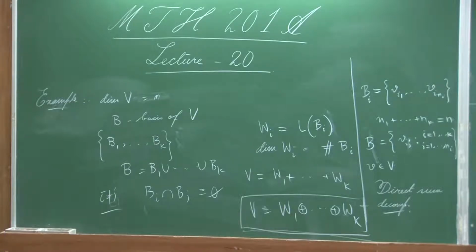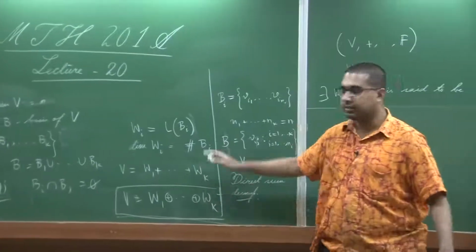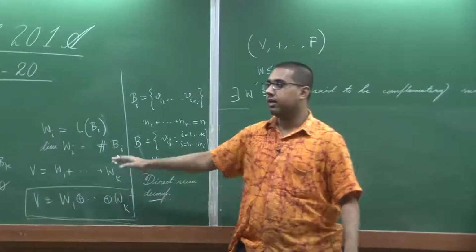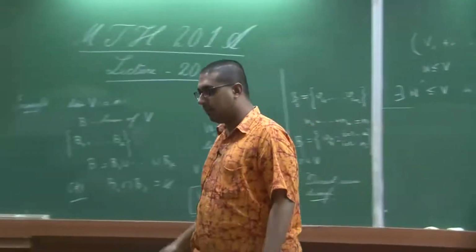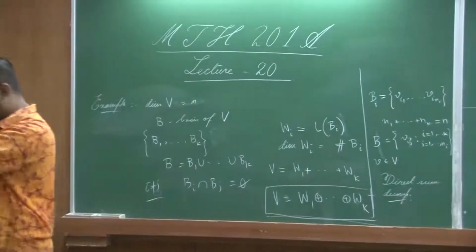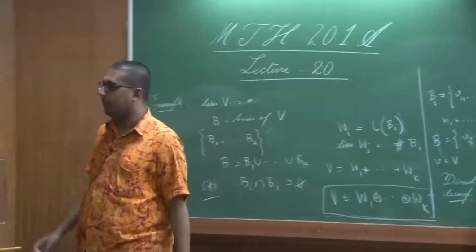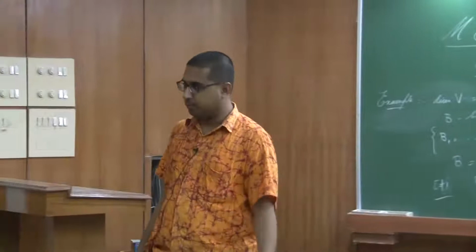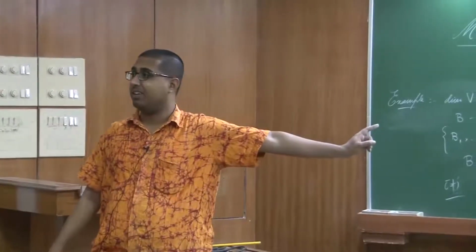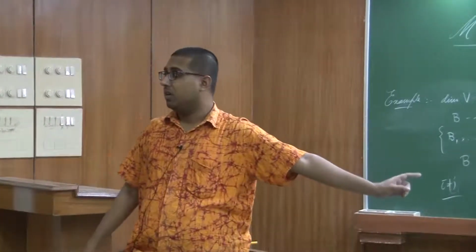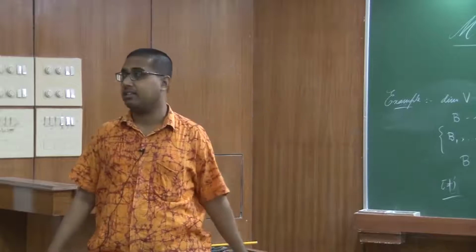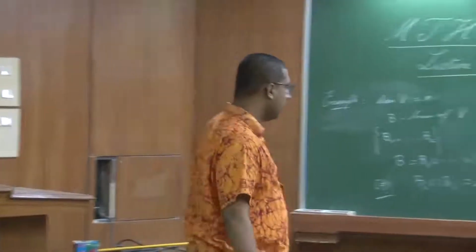I started talking about this example, starting about this as an example of a direct sum, namely starting with a basis. If we chop that basis, the sum of the corresponding subspaces will be direct, and V will be their sum. So, starting with that we get a direct sum decomposition of V.